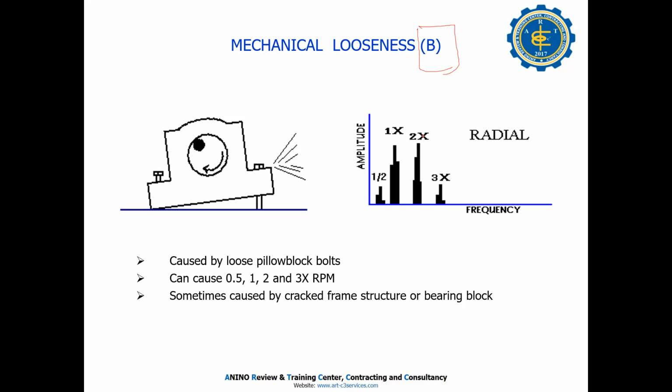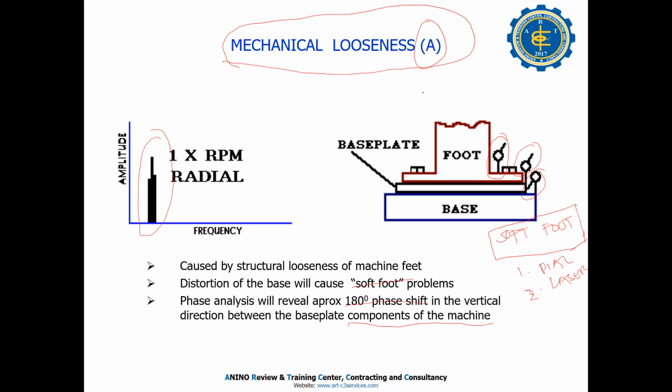So my mechanical looseness B is different from A. A is only 1x. Balance, foundation, piping. Unbalance, foundation, loose bolt, piping. What other 1x? Resonance. There's another 1x, which is resonance. See? Many 1x. And also, this is the only one.